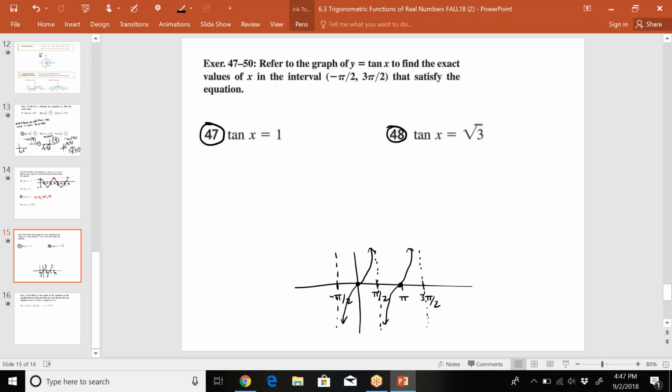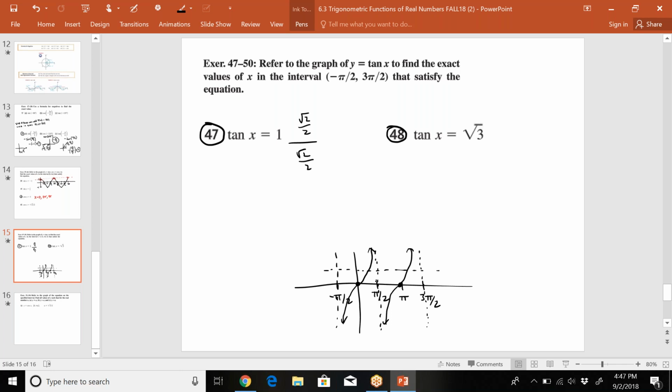Okay, so this first question asks, when does tangent equal 1? Well, the only time tangent equals a 1 or a negative 1 is when you're dealing with a 45-degree angle, because that's when you get square root of 2's over square root of 2's. So essentially, we're asking if tangent equals 1, how many times does that happen from here to here? And it's going to happen twice.